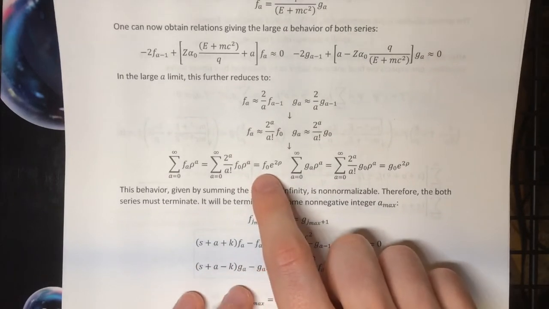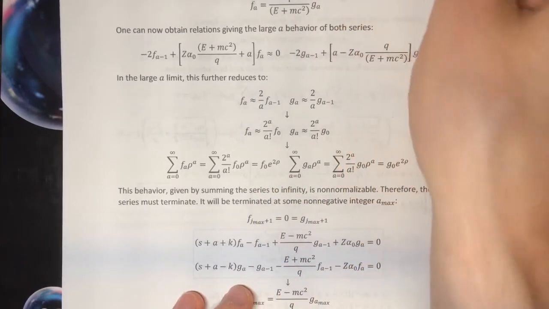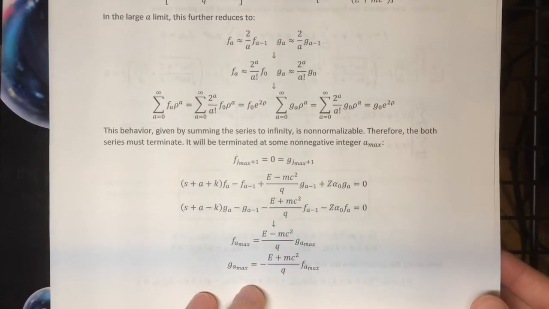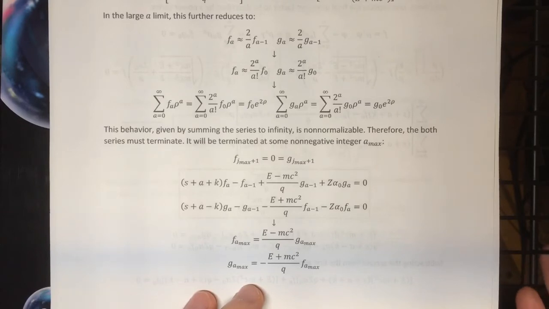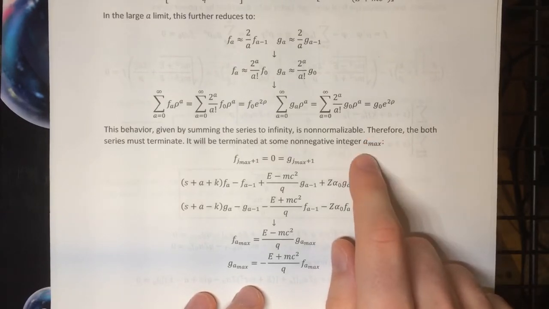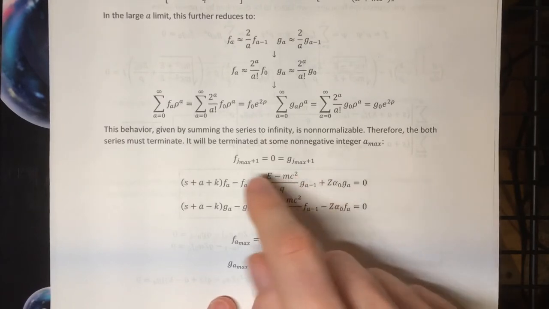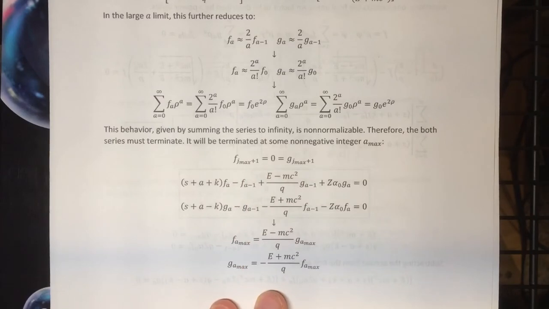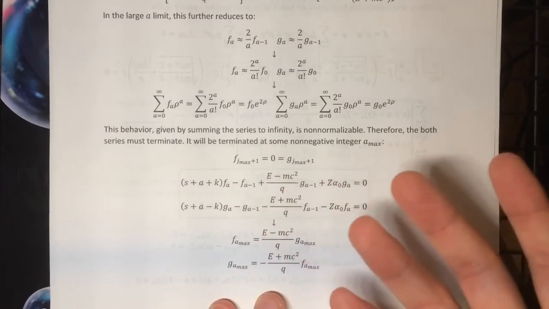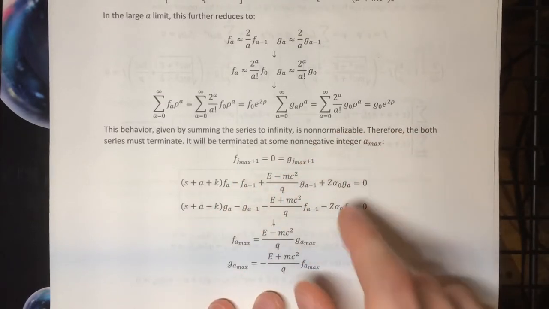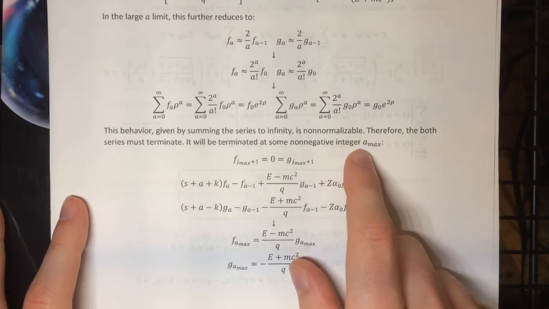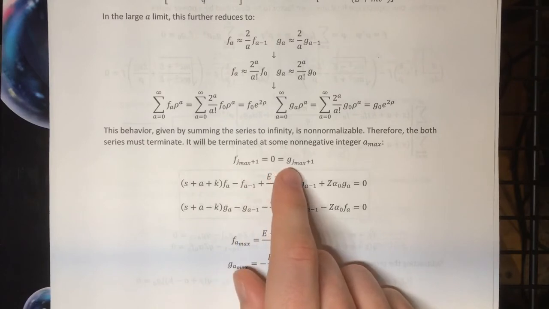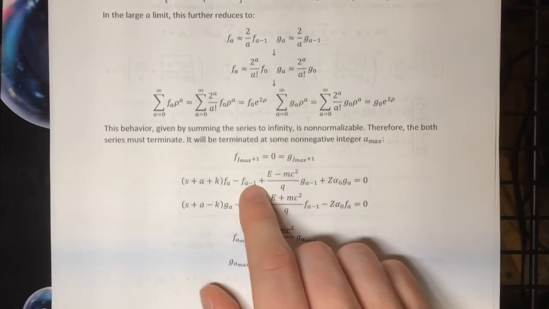In fact, when you sum the series to infinity, we get an exponential, which is not normalizable. So then we throw that out and terminate the series. And terminating the series gives us energy quantization, as is usual. So we postulate some power at which it terminates, called A max, and then we say f, again, I forgot to put the A's in there instead of J's. I apologize. It's not too confusing, I don't think. But anyway, imagine that's an A: f of A max plus 1 and g sub A max plus 1 are both 0.